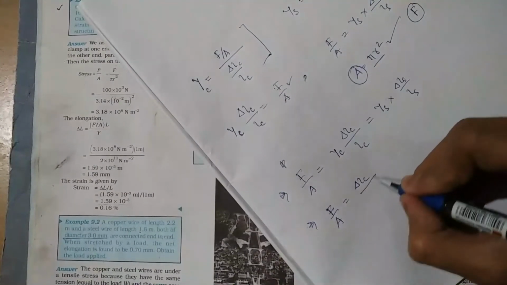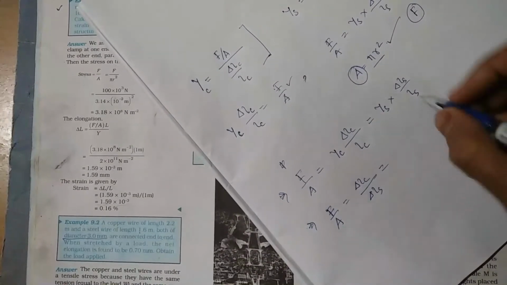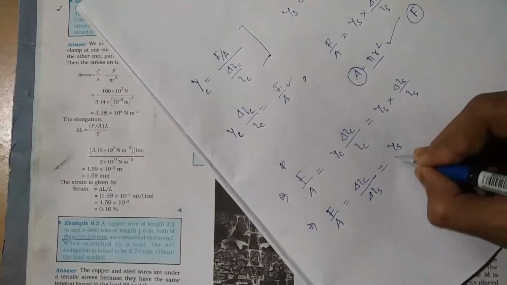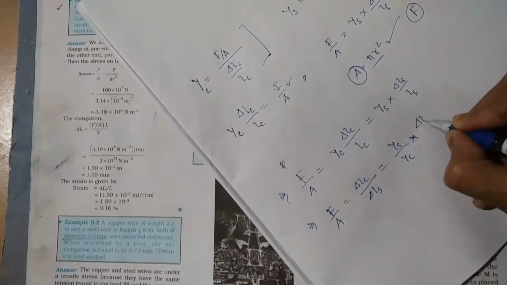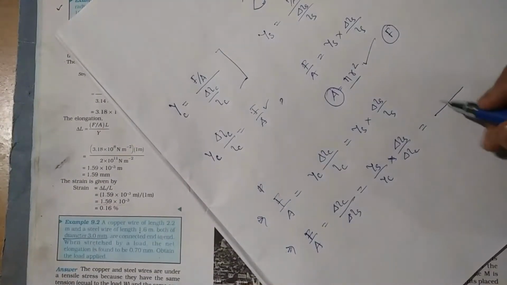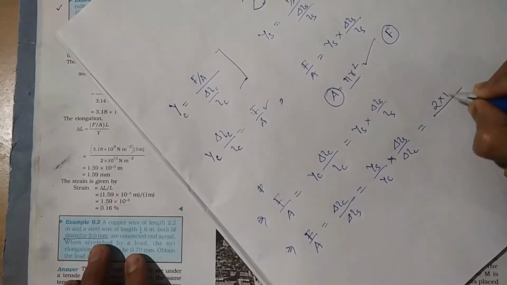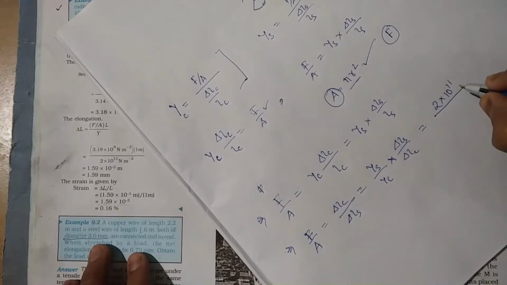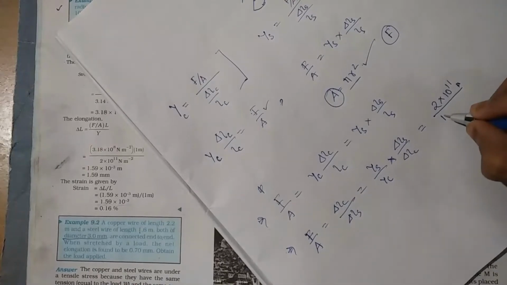We are bringing this del L of S, that is the change in length of the steel wire, so that del L of C is equal to Y of S by Y of C multiplied by del L of S by L of S. We are considering the Young modulus of steel wire, that is given as 2 into 10 to the power 11 Newton per meter square. And the Young modulus of copper wire is already given in this page.